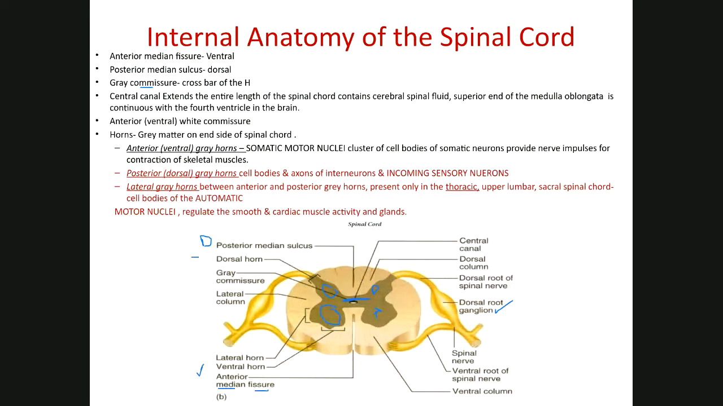So let's look at these in more detail. The difference between the posterior gray horn or the dorsal gray horn, this contains the axons, it contains the somatic and autonomic sensory neurons, where the anterior gray horns contain the cell bodies of the somatic motor neurons and the motor nuclei, which provide nerve impulses for contraction of skeletal muscles. Often in the thoracic and upper lumbar spine, there's a lateral gray horn, and this contains bodies of the autonomic motor nuclei that regulate activities of involuntary effectors.